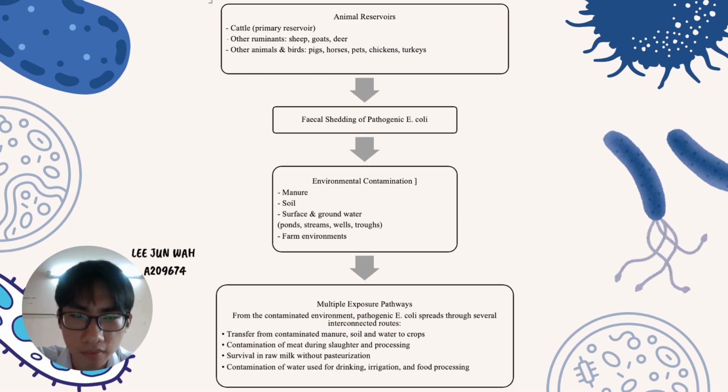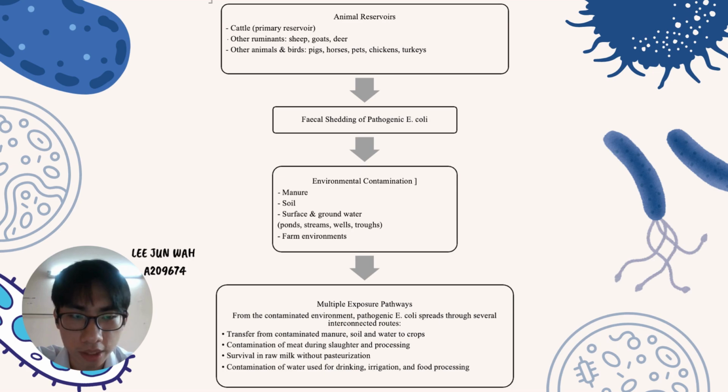In a contaminated environment, pathogenic E. coli can enter the food and water supply through multiple exposure routes. One major exposure pathway is during primary production, where fresh vegetables such as lettuce and spinach may become contaminated when grown in fields exposed to contaminated soil and water.